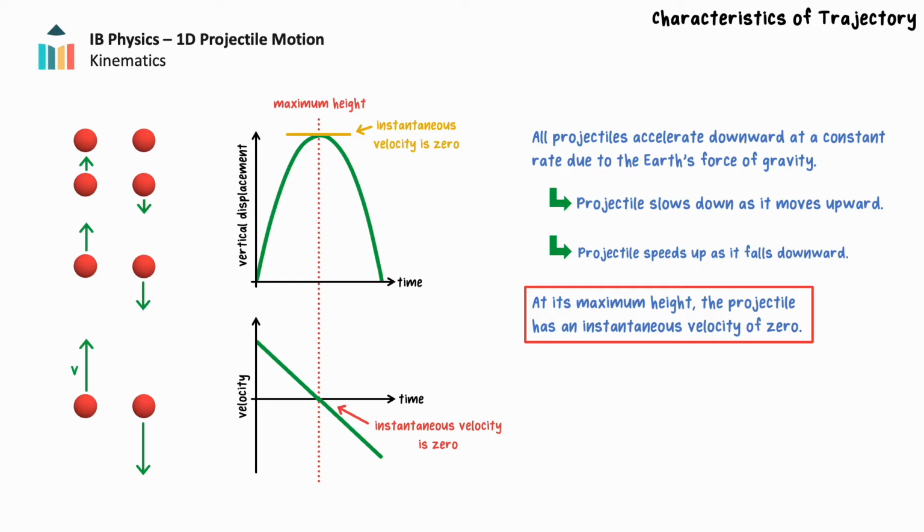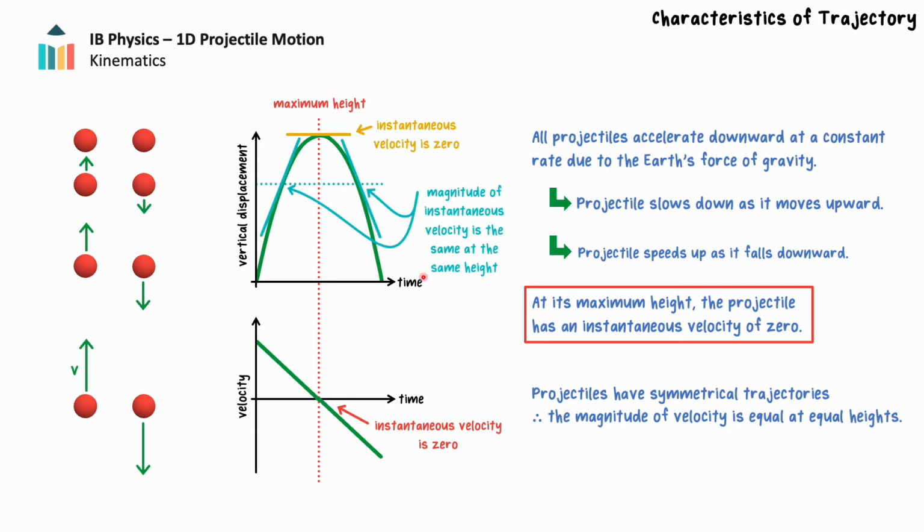Projectiles have symmetrical trajectories, so the magnitude of the instantaneous velocity is equal at equal heights. On our displacement time graph, we can examine the gradient of tangent lines drawn at the same vertical displacement. These gradients are the same, though one is positive when the projectile is traveling upward, and one is negative when the projectile is falling downward.